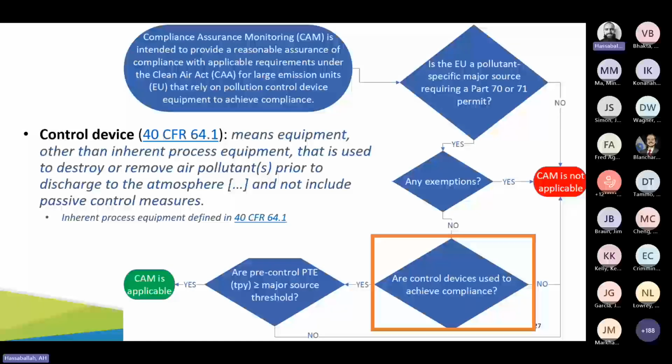And on the other hand, a passive control device, which also prevents the release of pollutants, but it does so passively as opposed to actively. And you can think of your seals, your lids, your roofs, and your choice of low polluting fuel or feedstock. Those are passive control devices. So passive control devices and inherent process equipment are not control devices.